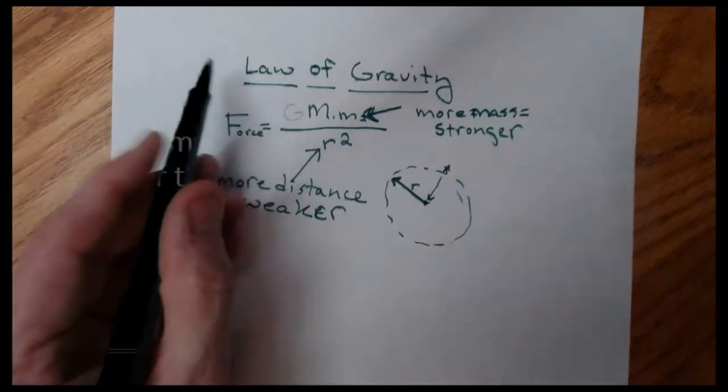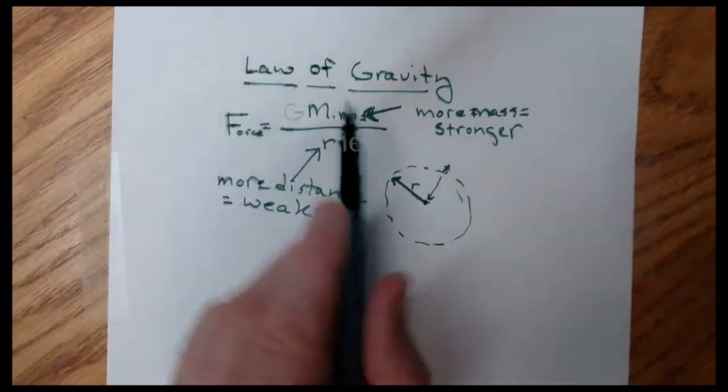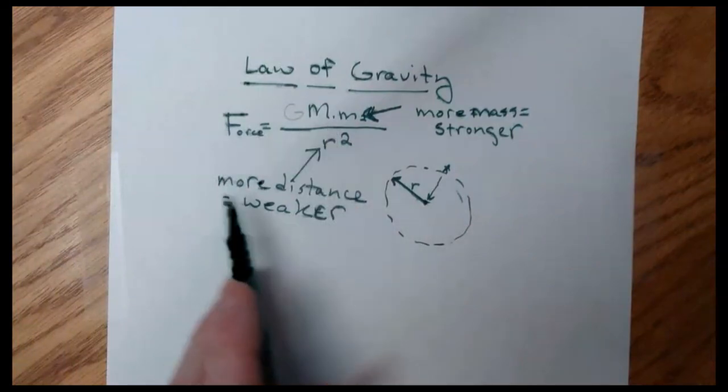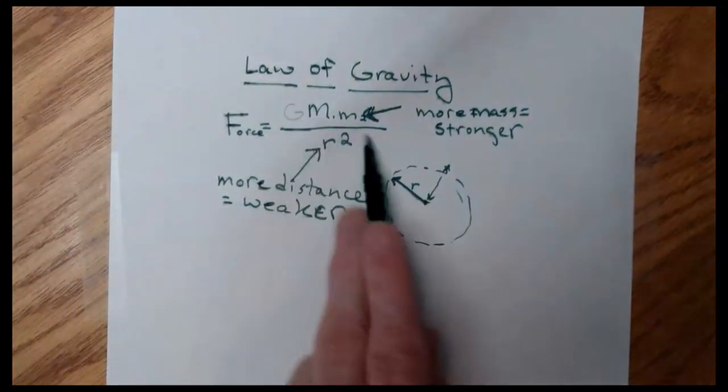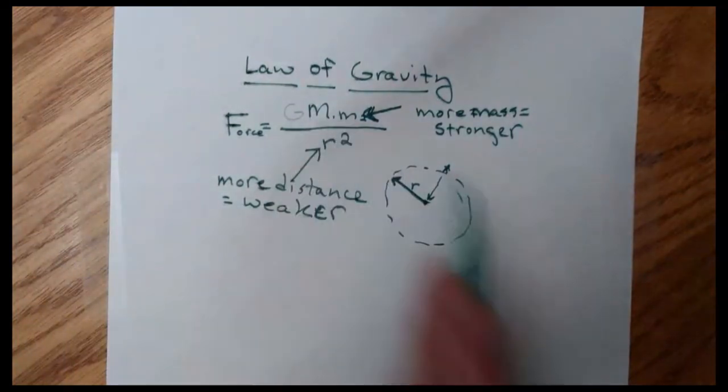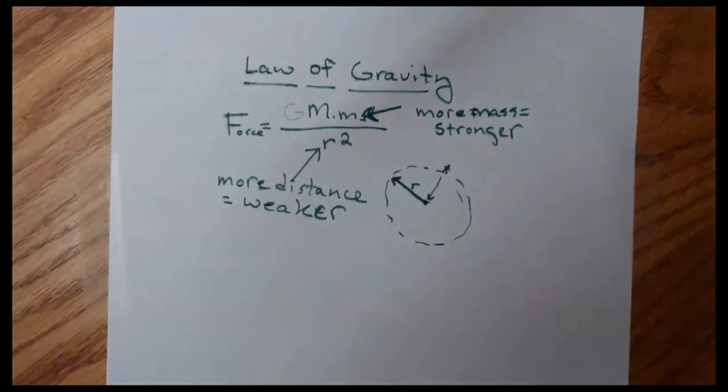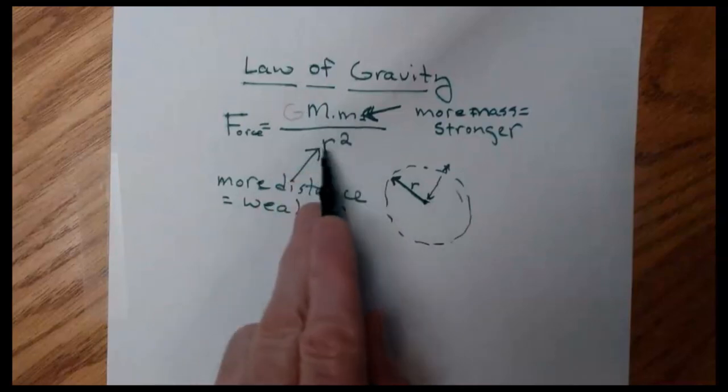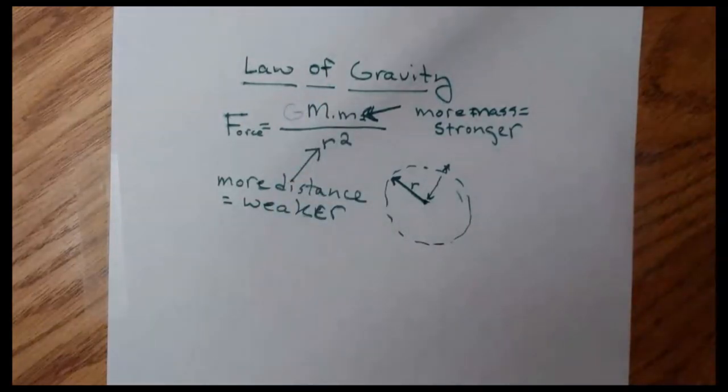Okay, so the law of gravity, this part says the more mass you have, the stronger the gravitational pull. This part says the more distance you have, the weaker the gravitational pull. All right, so I wanted you to see Newton's law of universal gravitation and translate that into concepts. All right.